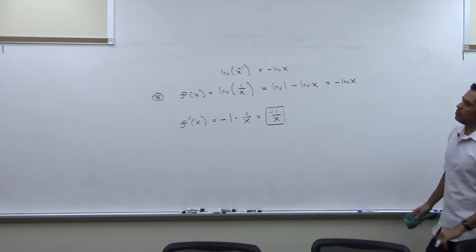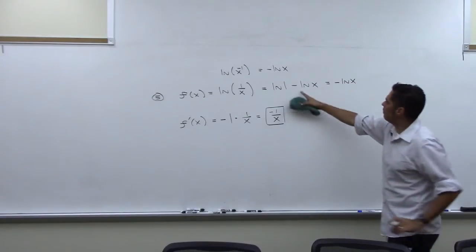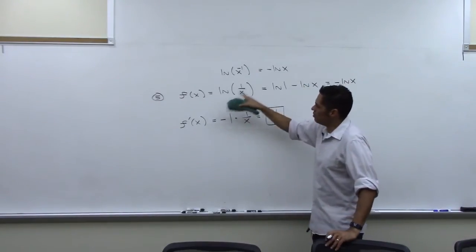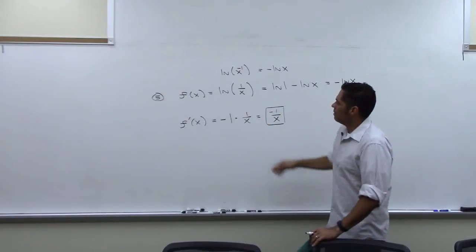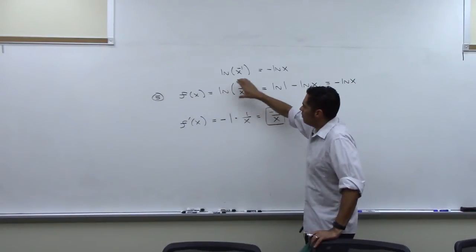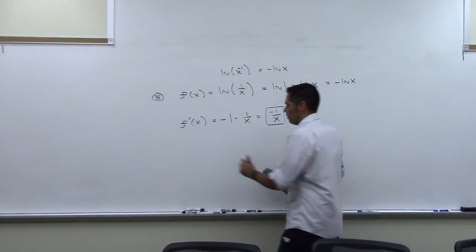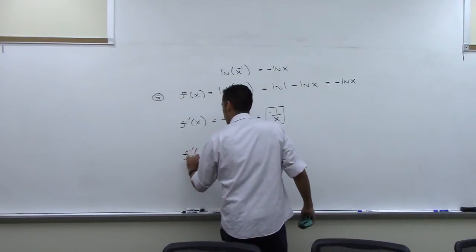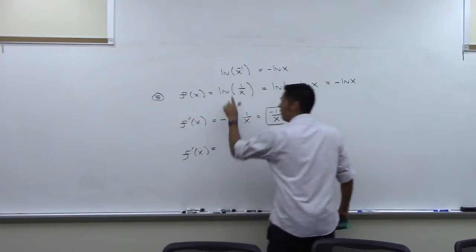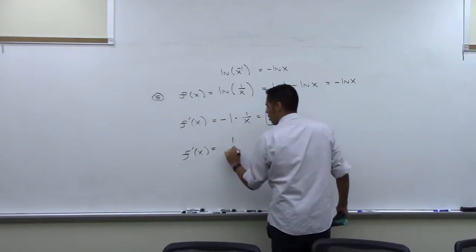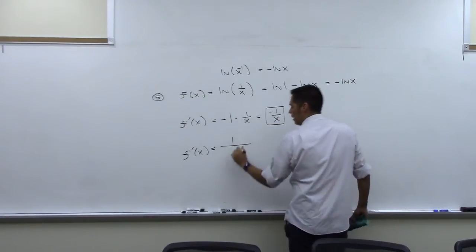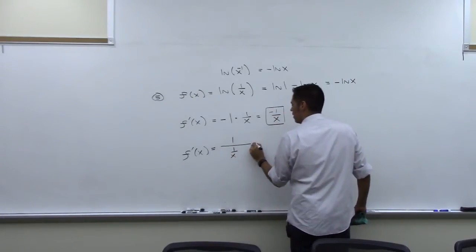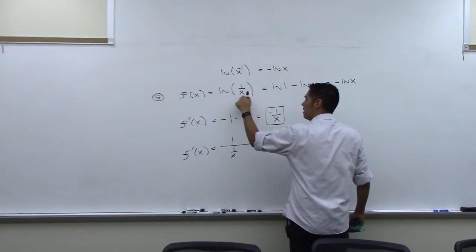Now let's say that you didn't do that. Let's say you didn't simplify this and make it look like that. Let's say you just attacked that right there. Then you would have had composition, natural log of something, right? So you would have said, all right, well, the derivative of natural log of something is 1 over that something, which is 1 over x, times the derivative of what's in here.